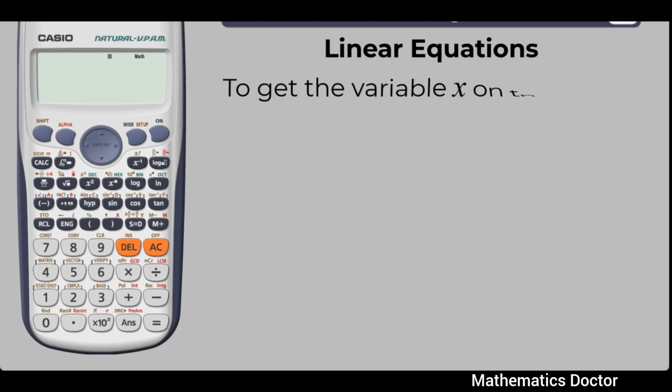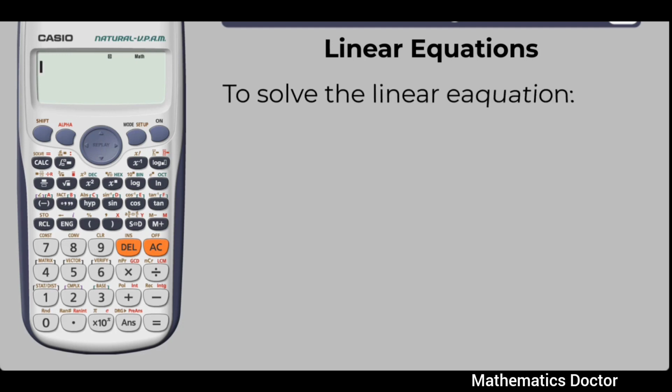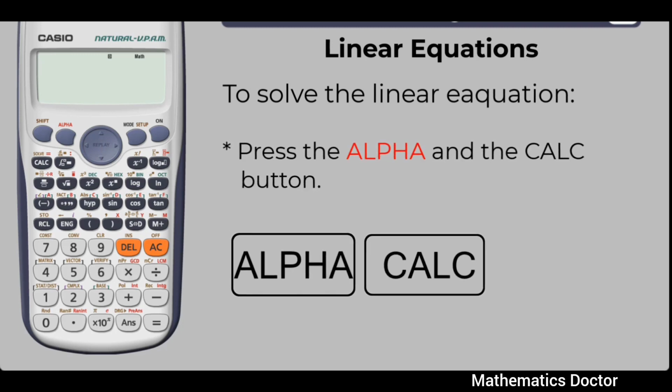Now, to get the variable x on your calculator, you press the alpha key and press the bracket close button. This will help you display x on your calculator. Finally, you will solve the linear equation you need by pressing the alpha and the calc button. That is how you're going to do the whole procedure. But let us see how to do that on the calculator so that it will be very practical for you.